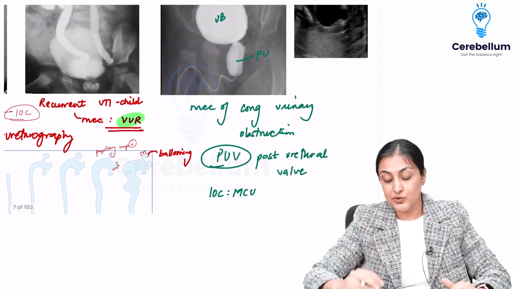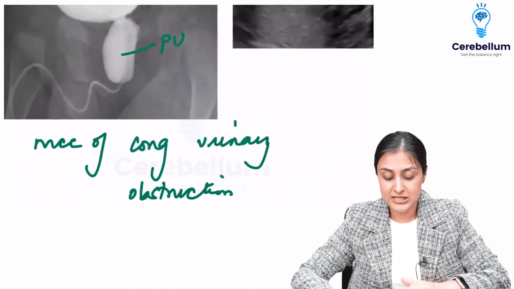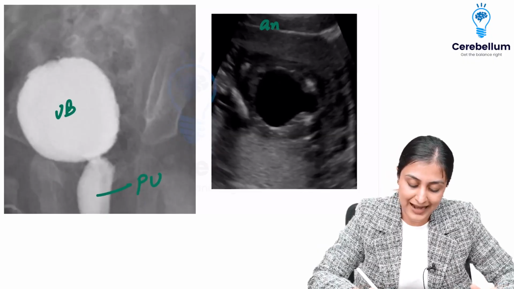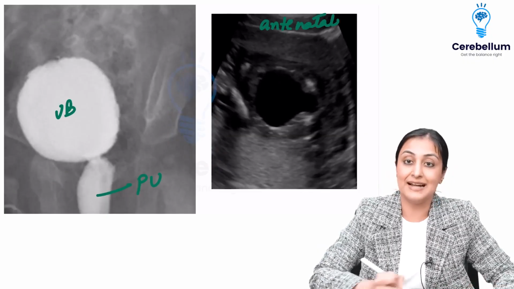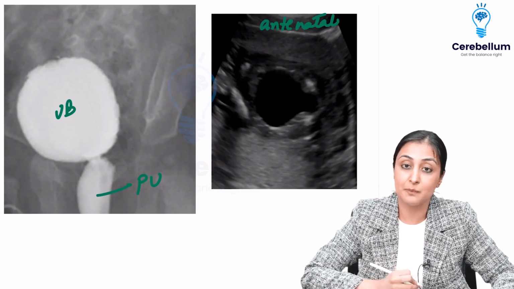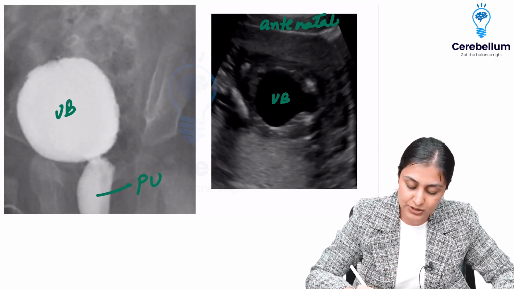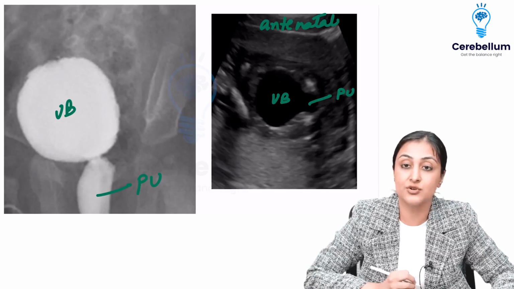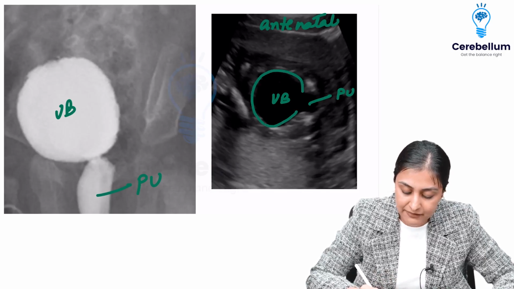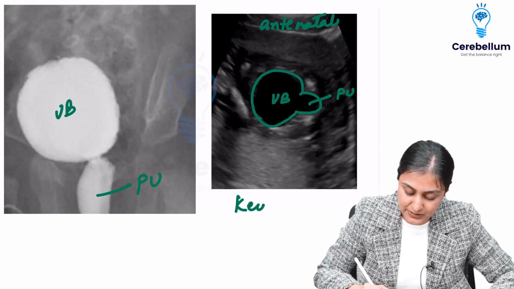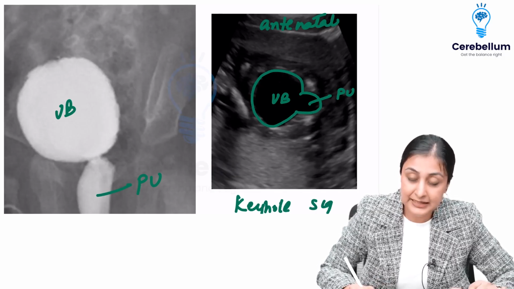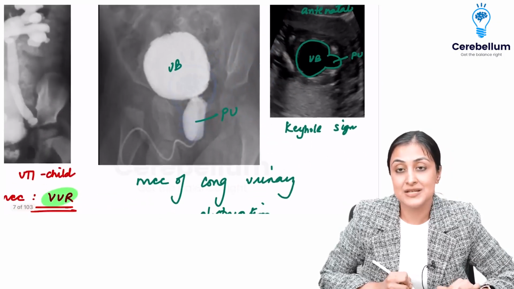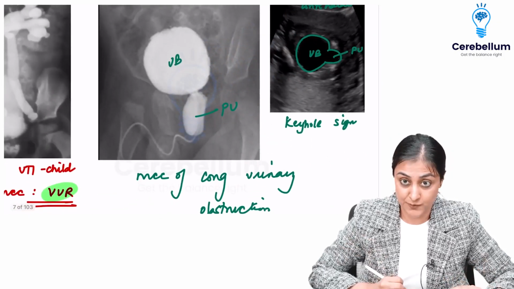All right. What you need to remember, in severe cases, it can also be detected on an antenatal ultrasound. So this is an antenatal ultrasound of a baby with a PUV. You can see this is the urinary bladder and this is the posterior urethra that is dilated, giving rise to this appearance that has been called the keyhole sign. So this looks like a keyhole and represents the obstruction.